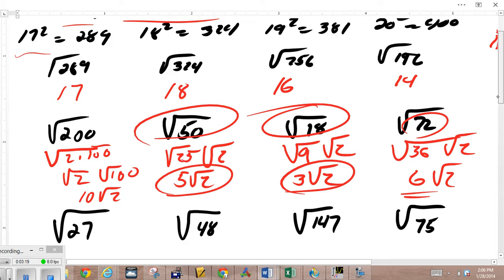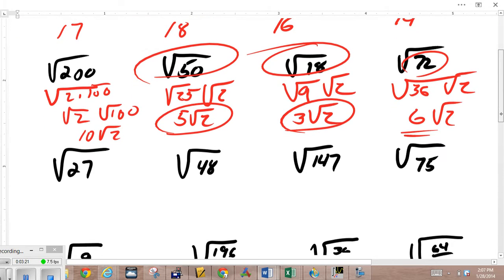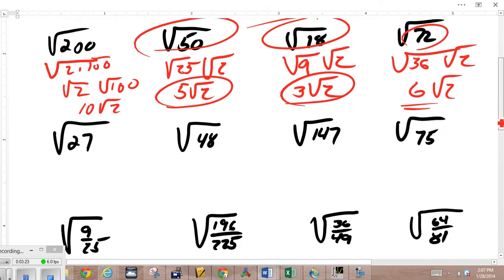Now, just as those numbers were twice perfect squares, these are going to be 3 times a perfect square. 27 is 9 times 3, so the square root of 9 times the square root of 3, which is 3 the root of 3.